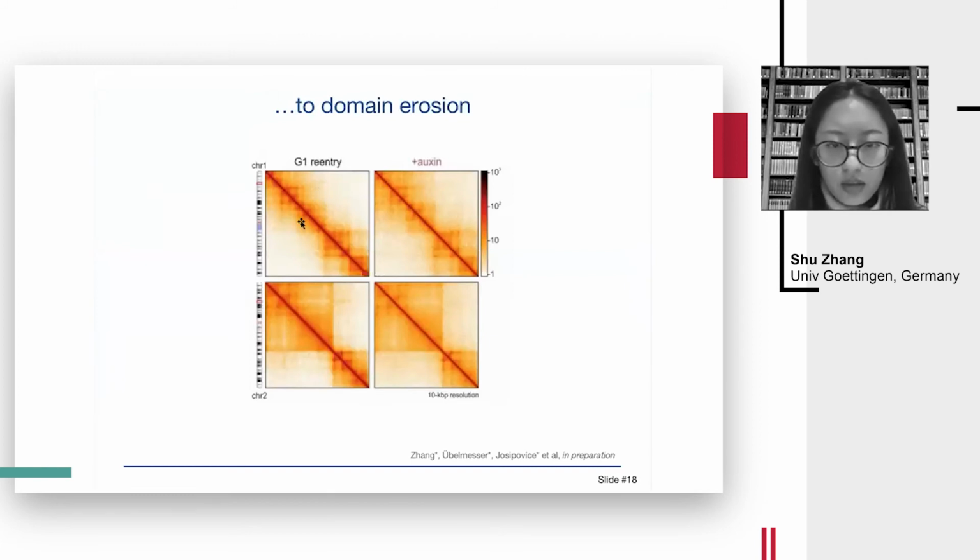So the active region and inactive region are affected after removing Pol II. Then if we zoom in and look at a higher resolution, we can see all the stripes and the interactions within a TAD and the boundary, all of them become very weak. So it is a really strong effect.